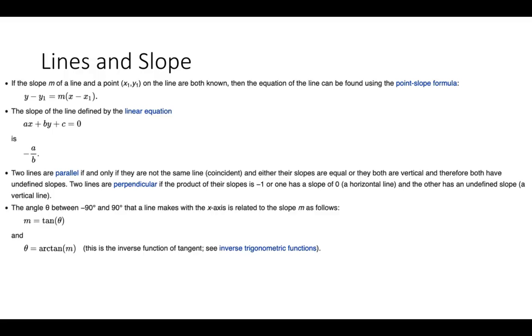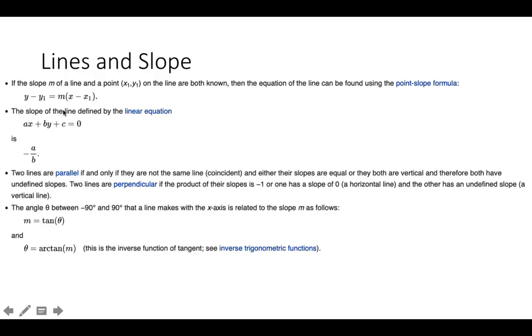If we have a slope m of a line and a point, so we only know one point but we know the slope, then it's possible to find the equation of the line using the point-slope formula, and that's illustrated in this example where we would know y1 and we would know x1 and we would know m. Substituting for all three of those will eventually give us an equation.